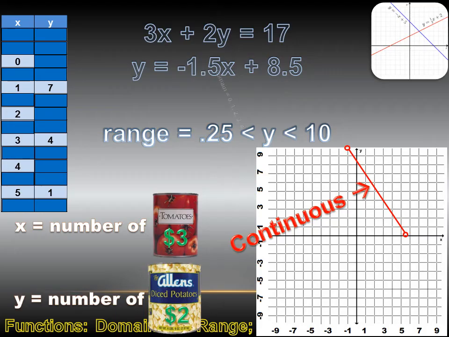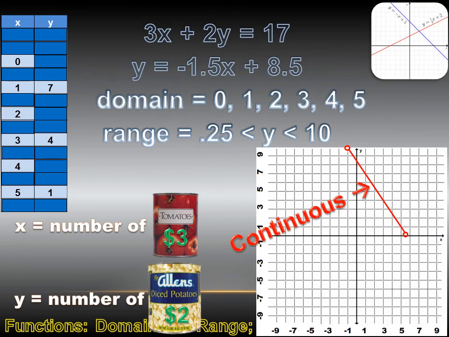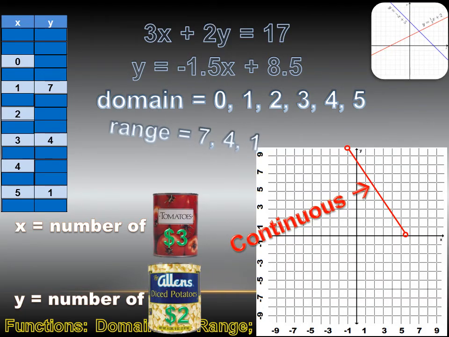So my domain is now 0, 1, 2, 3, 4, and 5. And my range is now 7, 4, and 1. And if I were to graph this, it wouldn't look like this straight continuous line that we've graphed over here, which includes every single point between that extreme and that extreme.